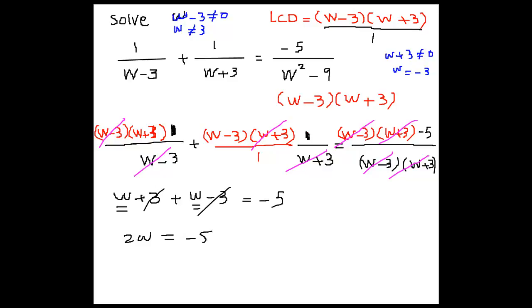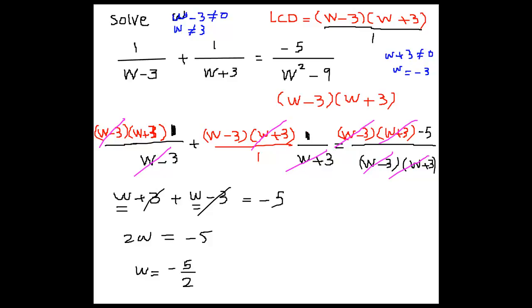So what is w equal to, Samantha? Negative 5 over 2? Yes. W is equal to negative 5 over 2, not 3. 5 over 2, very good.